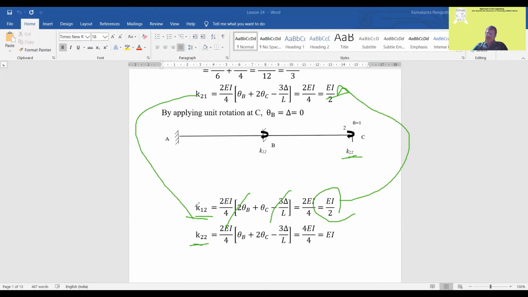It will always be the same. So if you do not do this, you can directly write this down. If you want to save time, you can omit this also. So this is equal to this, a standard property of this matrix. If it is not coming, there is some mistake you are making, but it must come. What is K22? This will come from span CB, 2 theta C plus theta B. Delta 0, theta 0, it becomes EI.